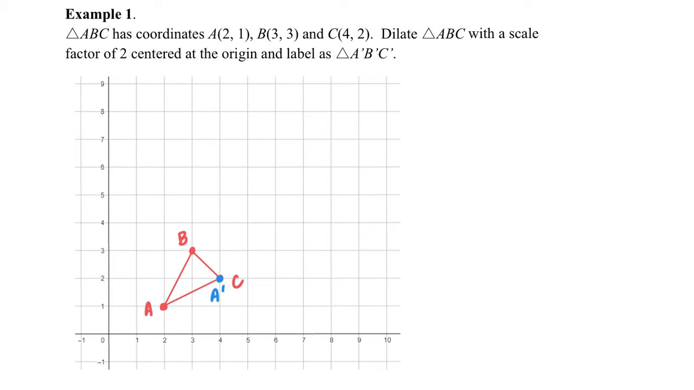Same thing for these other ones. So for B, I have 3 steps to the right and 3 steps up. So if I double that, that would be 6 steps to the right and 6 steps up. So there's going to be my B prime. And C is 4 steps to the right and 2 steps up. So if I double that, that's 8 steps to the right and 4 steps up. So there's going to be my C prime right there. And then I can connect those.